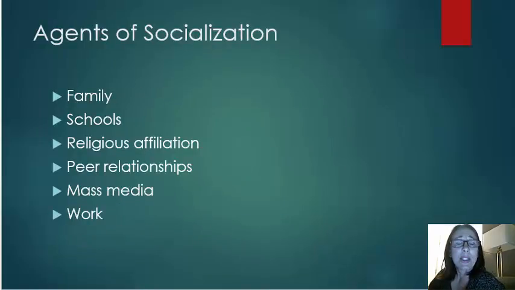Okay, so one of the things that you've already read in chapter 4 is agents of socialization. Family, schools, religious affiliations, peer relationships, mass media, and our work are all systems and structures that impact how we interact with others and what we think about ourselves. But the most important agent of socialization, no matter what culture we're in, is definitely our family.